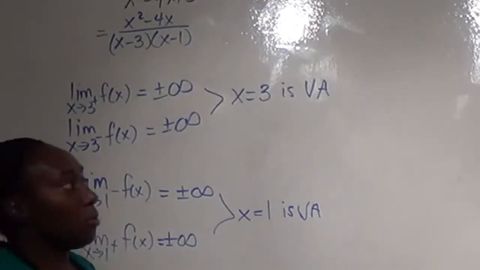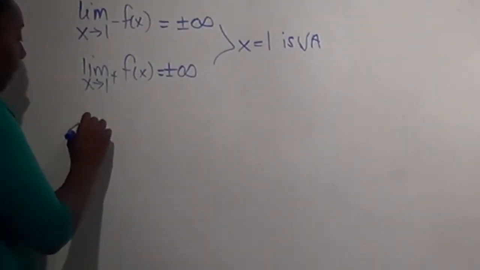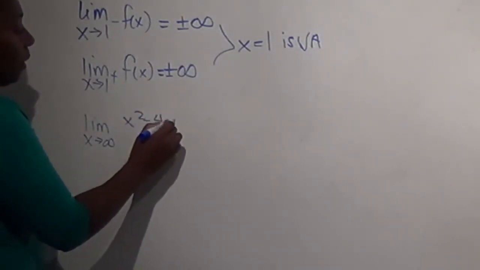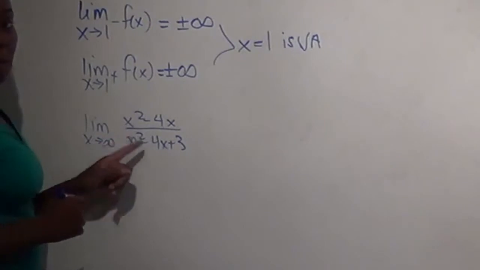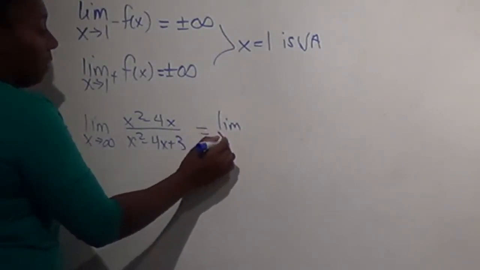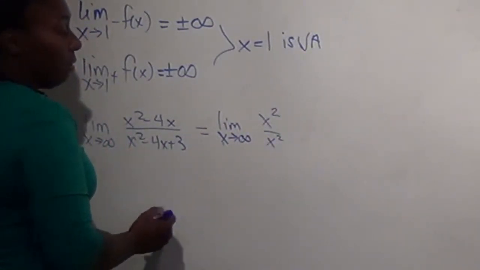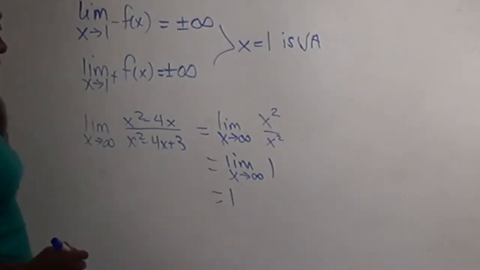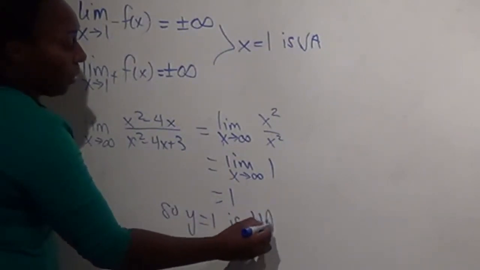As far as horizontal asymptotes go, again, the idea is if I look at an infinite limit, what does the function value go to? So here, let's look at the limit as x goes to infinity of x squared minus 4x over x squared minus 4x plus 3. Well, again, it's an infinite limit for a rational function. So the first thing to think about is what happens to those dominating terms. If I look at the dominating terms here, that's just x squared over x squared, which is the limit as x goes to infinity of 1, which is just 1. So y equals 1 is a horizontal asymptote.